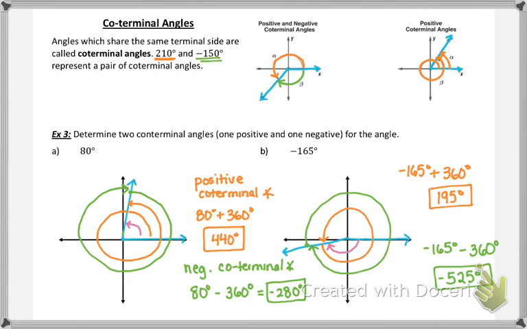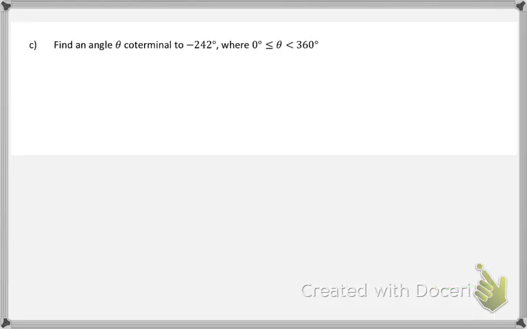So in the exercises that you have to do for Delta Math, you don't have to draw it. It looks something like this. They ask you to find an angle that is coterminal to negative 242 degrees, where theta, the angle that you're looking for, has to be less than 360 but greater than or equal to 0 degrees. So it's got to be a positive angle between 0 and 360 degrees. And we know how to find positive coterminal angles, right? We just keep going around counterclockwise, one full circle, another full circle.